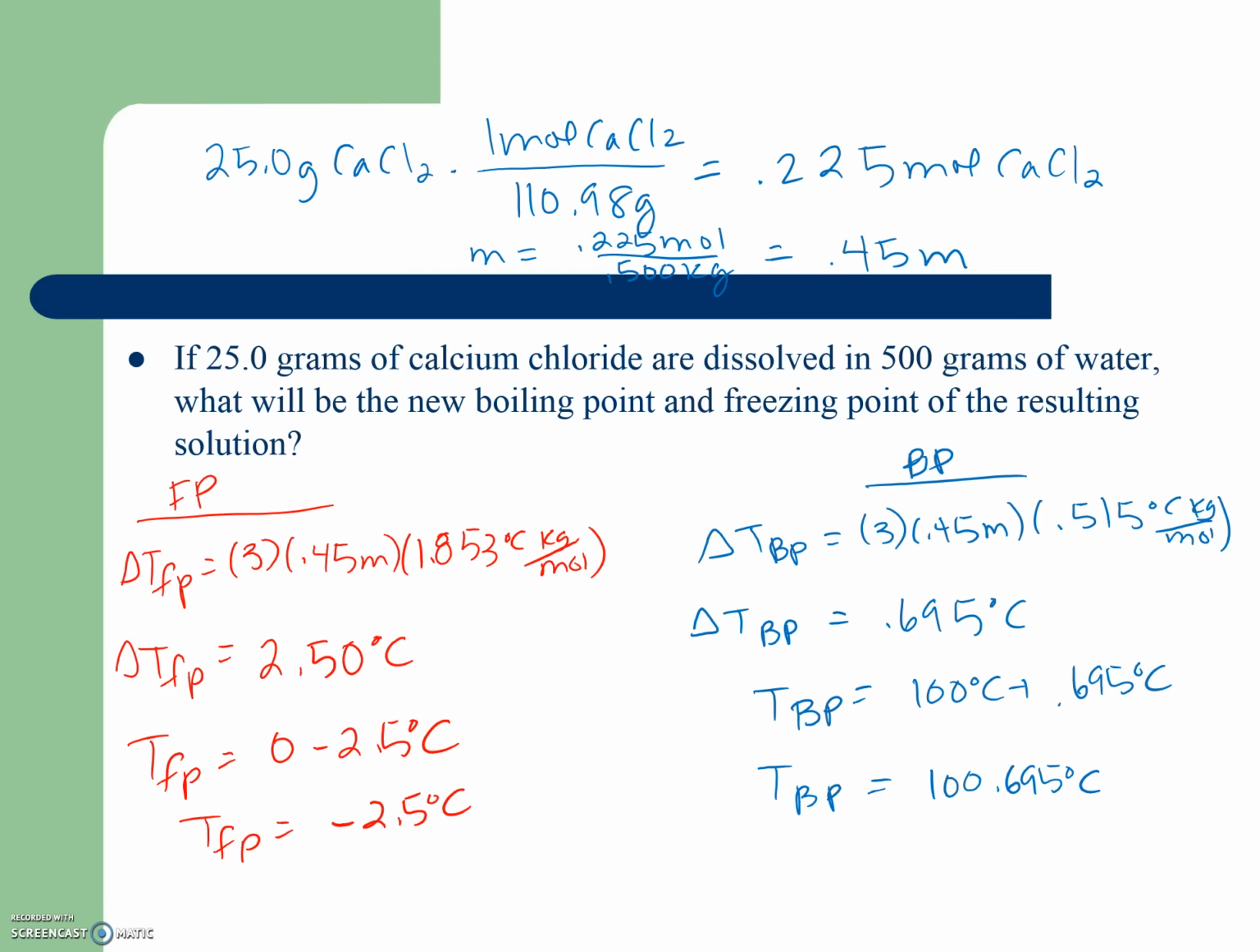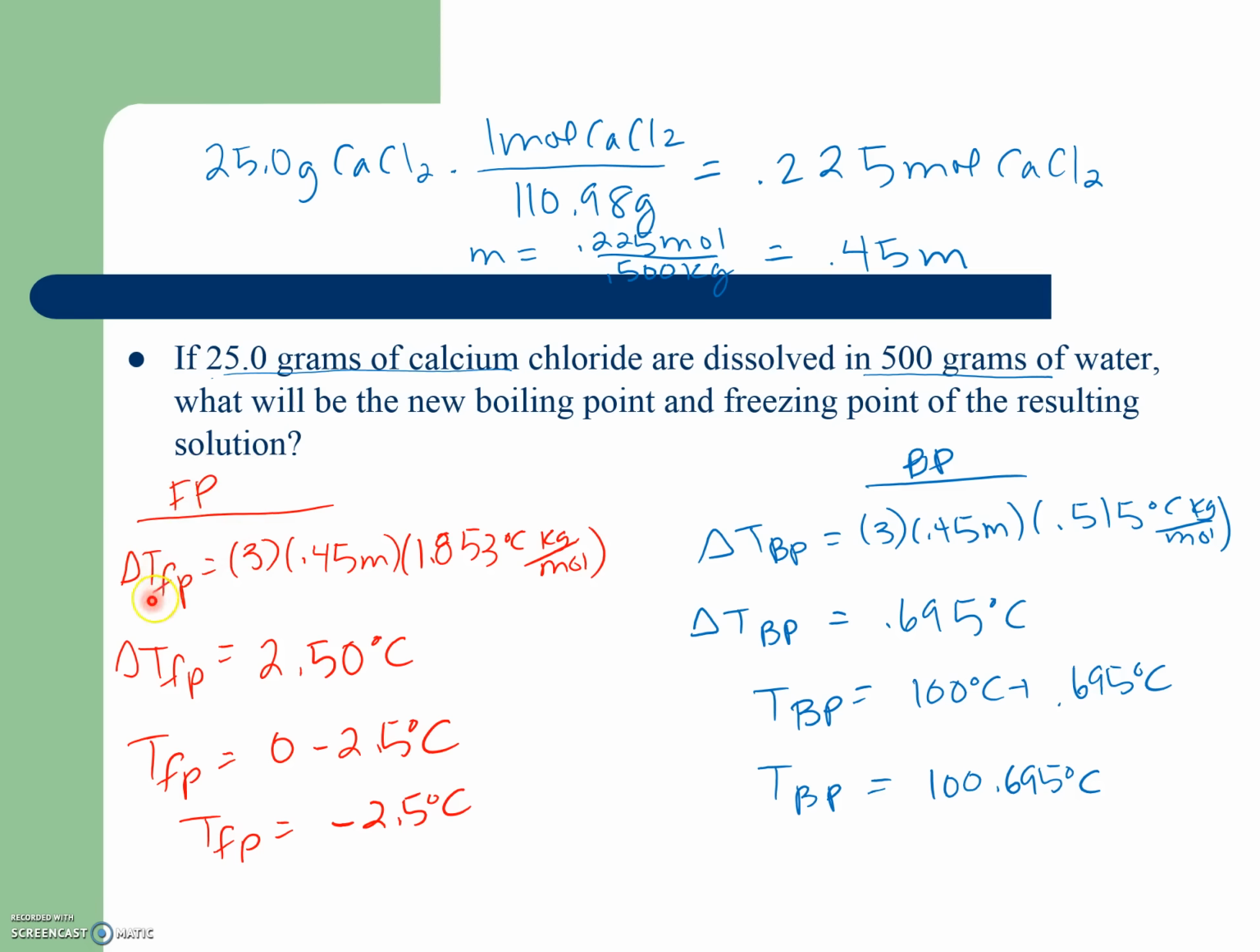Okay, let's take a look at it. I took my 25 grams of calcium chloride, I converted it to moles. I took my moles and I solved for my molality by using 500 grams of water, making that kilograms, and getting 0.45 molal. I solved for the freezing point. I know it's a boiling point and then freezing point, I kept it consistent with the last page.